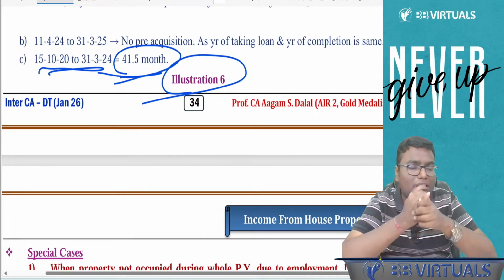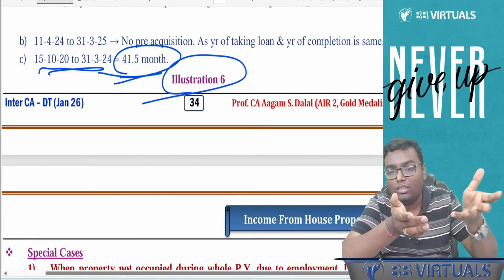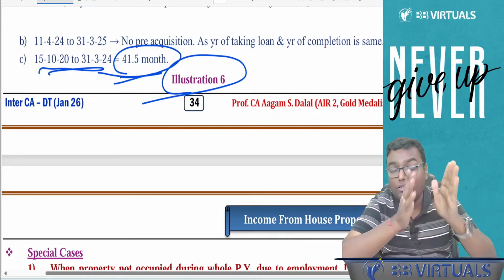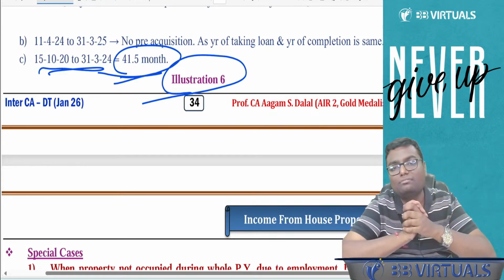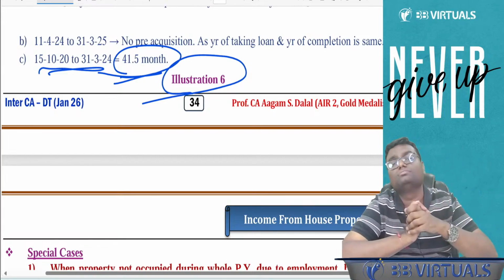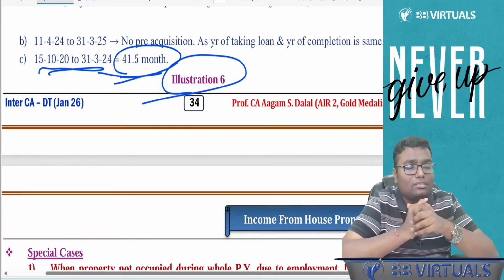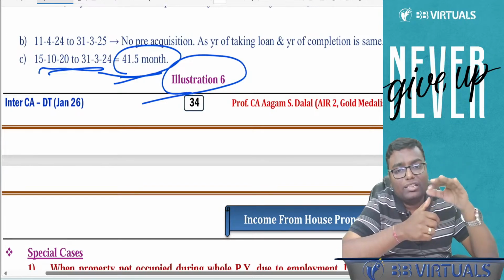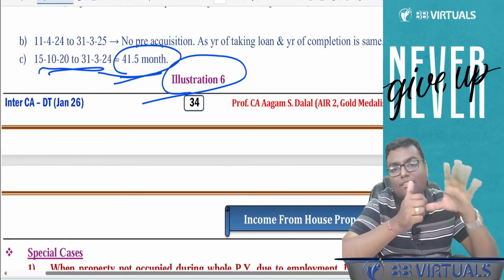24 clause A, 30% of NAV, it will be 0 if your NAV is 0. In two cases, your NAV is 0. First, if it is a self-occupied property. Second, if you are a builder, building is stock in trade up to 2 years from end of the year in which certificate of completion is received.